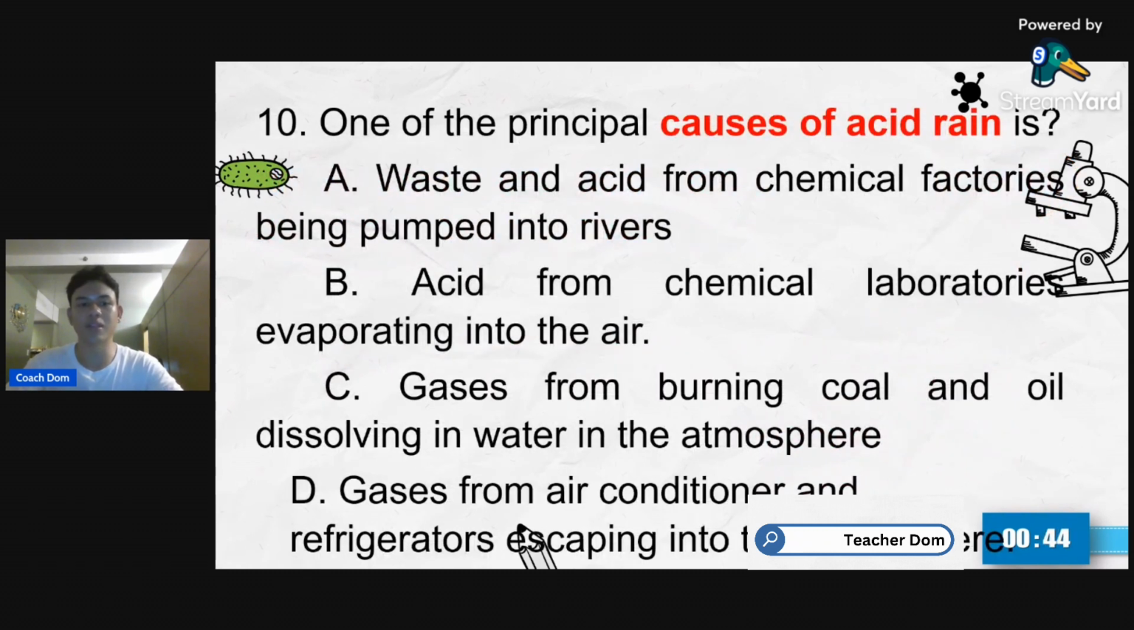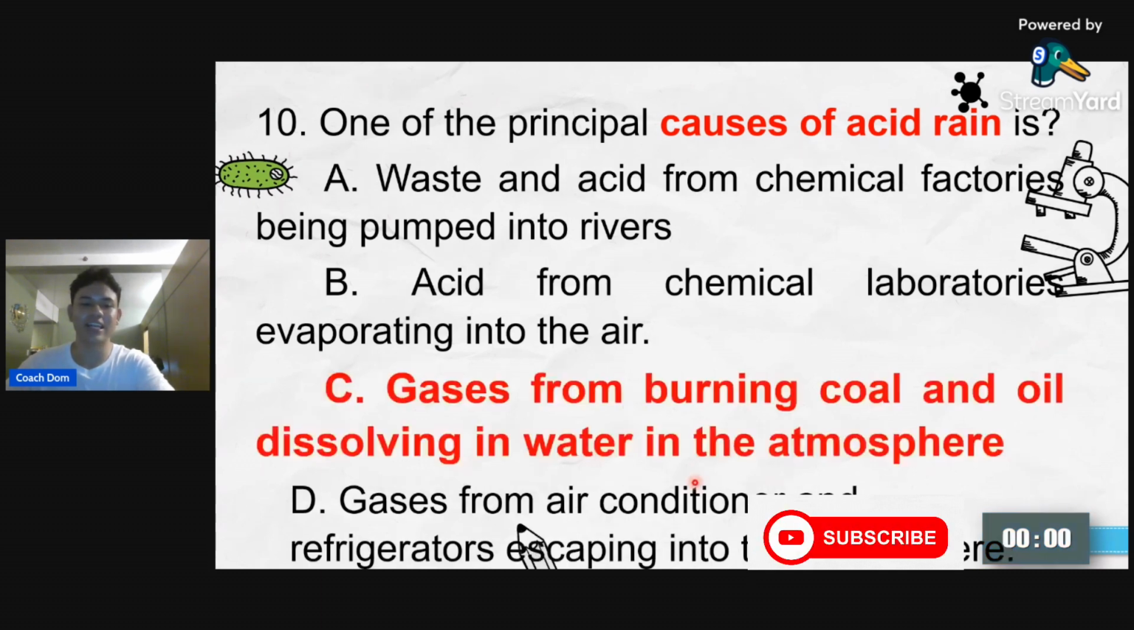Next question, question number 10. One of the principal causes of acid rain is letter A, waste and acid from chemical factories being pumped into rivers. B, acid from chemical laboratories evaporating into the air. C, gases from burning coal and oil dissolving in water in the atmosphere. Or D, gases from air conditioners and refrigerators escaping into the atmosphere. What's your answer for question number 10? Please lock in your answer po. Pwede po kayo mag-comment dyan. Or you can answer it sa papel nyo po.